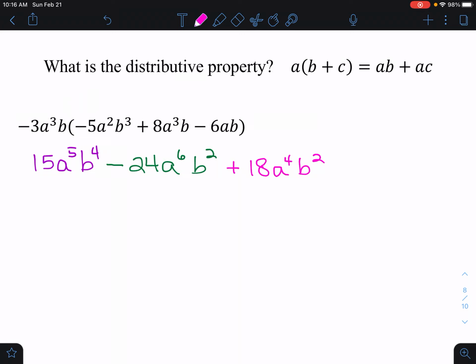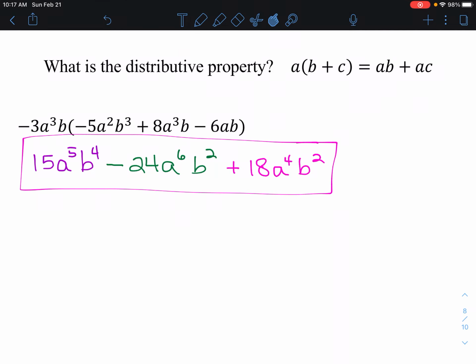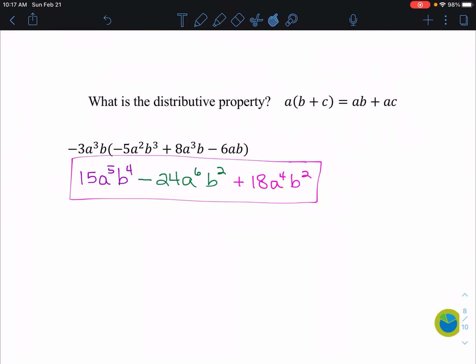form. So look at the degree of this. You're going to look at the exponents, 5 and 4, that's a degree 9. This is a degree of 8, and this is a degree of 6. So is it in standard form? Yes. So I'm going to leave it like this. And this is how you multiply a monomial times a binomial. This is kind of like the trickiest type of problem you're going to see.